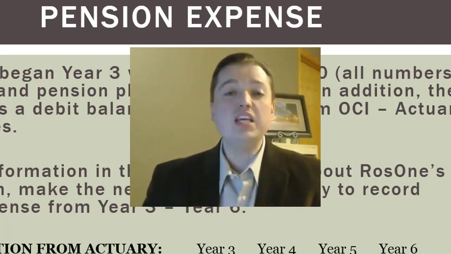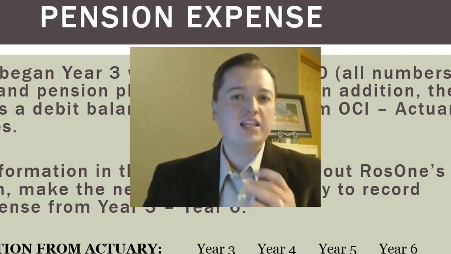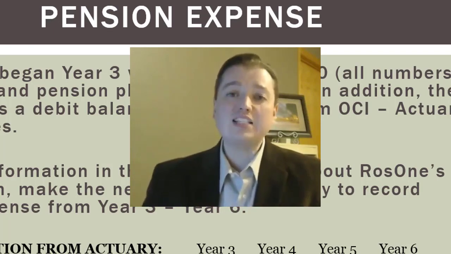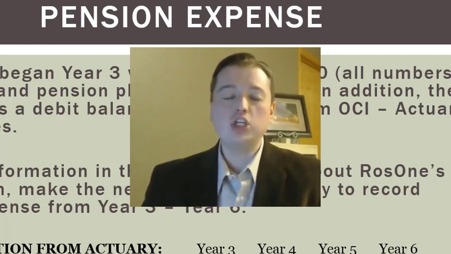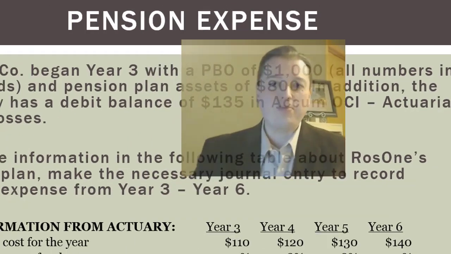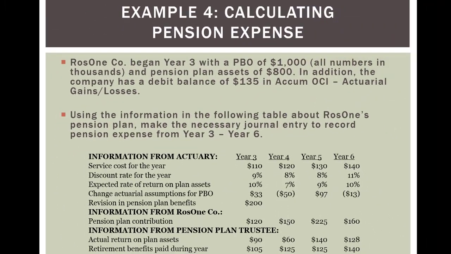And now we want to continue with that example so that we can get a little bit more practice. So last time we did year 3, now we're jumping into year 4 of our ROS 1 example. Let's take a look. So we started with beginning balances of $1 million in our obligation and $800,000 in our assets, and then a debit balance of $135 in our accumulated OCI actuarial gains and losses. You remember we added a prior service cost by renegotiating in year 3. And now we're ready to go on and do our calculations for year 4.